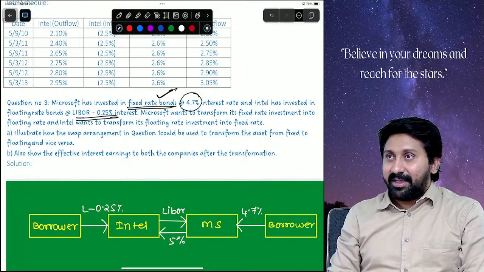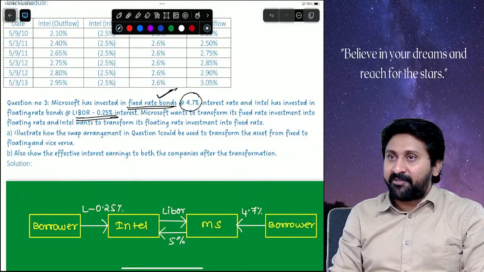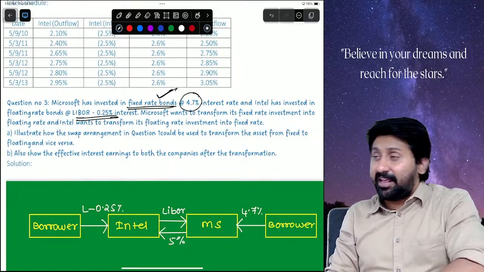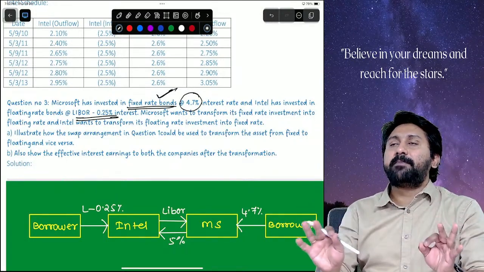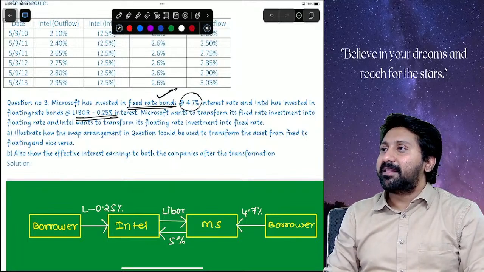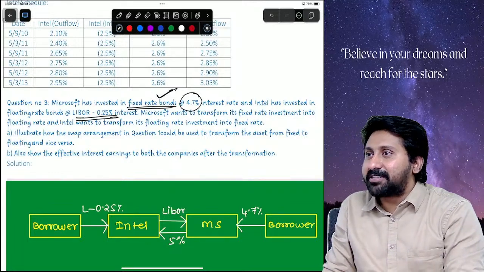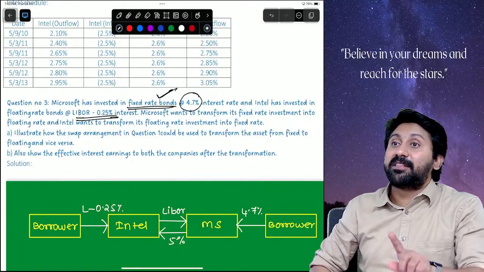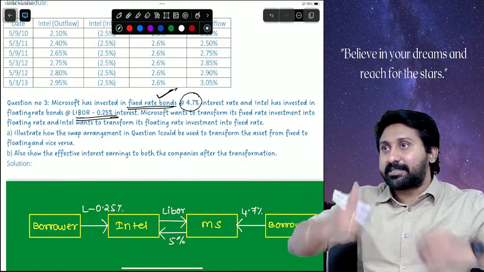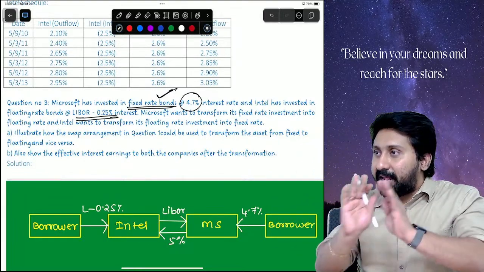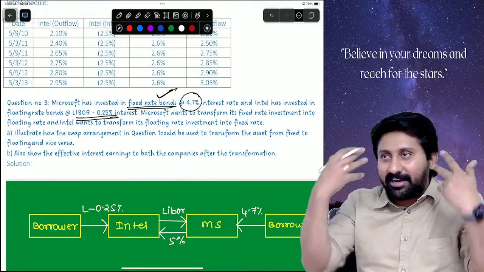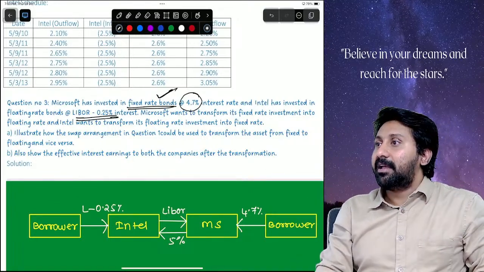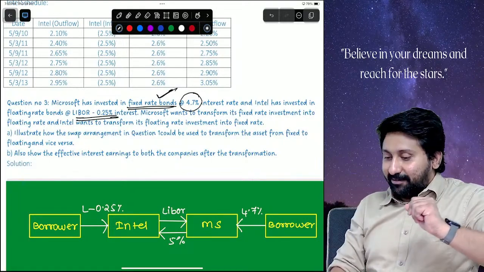Real world. Really they invested in fixed rate bonds. Really Intel invested in a floating rate bond. First tell me, are they happier or unhappier? Obviously unhappy, because of that they wanted to exchange the positions. Position exchange will be made in which world? Swap world. In the real world you can't do anything, it's already done. It's sunk.